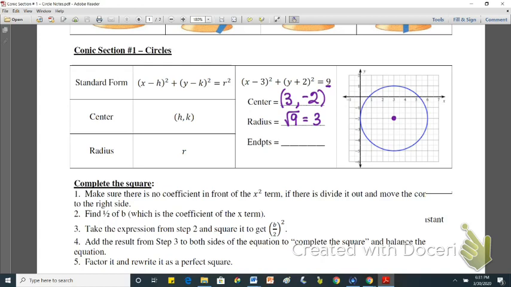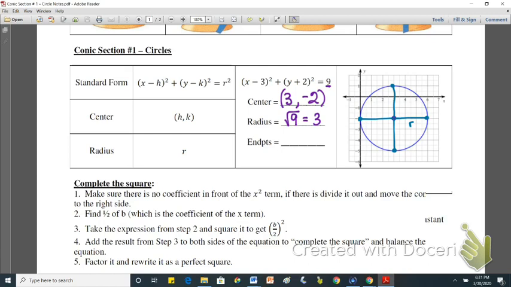So from here, we are going to go 3 every single way. Up, down, left, right. Those would be my endpoints. Those would be the points that I would now connect to make my circle. And you will be listing those on your assignment when we do them.